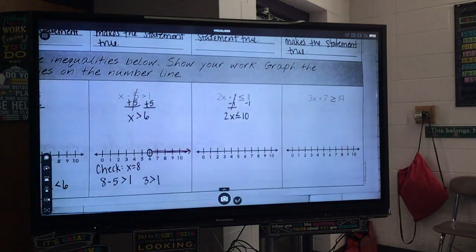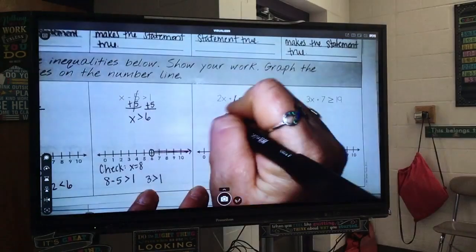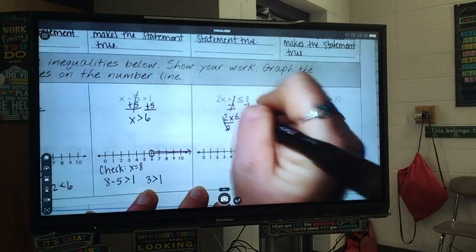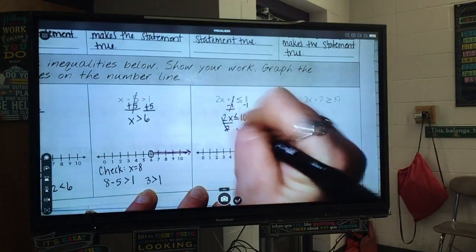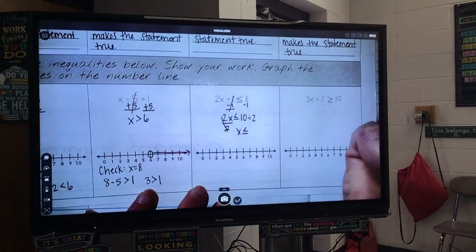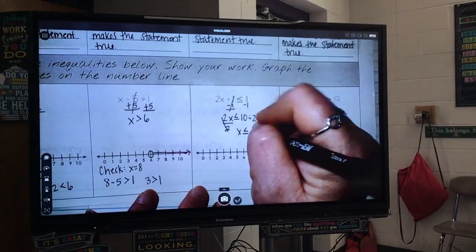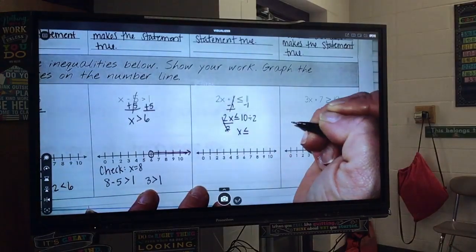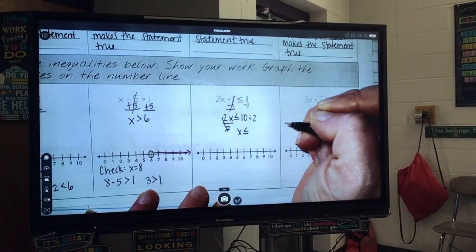All right, now what do I do, Ace? I divide by 2. Divide by 2. So x is less than or equal to what? What is 10 divided by 2? 5. Are we sure?